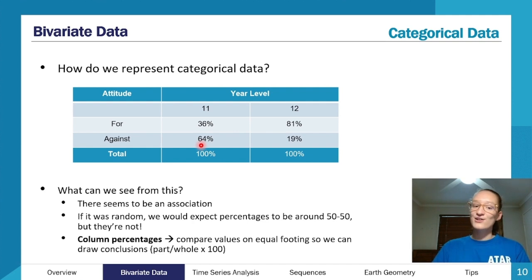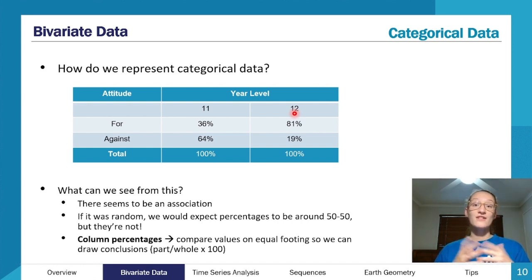Another connecting word you can use if you're asked to discuss a two-way frequency table is "whereas", so I'm pointing out that there's actually a difference here. In year 12s, we actually see the opposite. It would be more like 81% of year 12s are for phone use. So we can already start to see a really strong pattern emerging there.